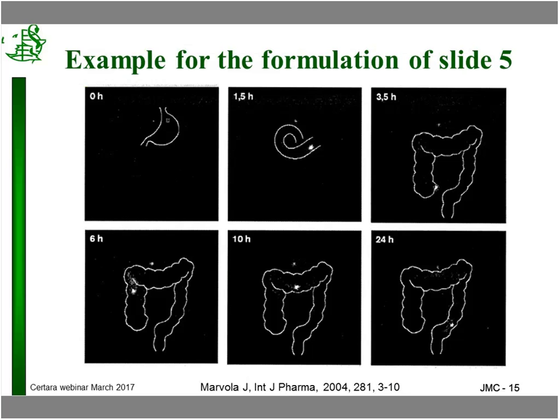This is the formulation of slide 5, which is a biphasic one. This is made by scintigraphy, and you can see that this formulation, at 0 hours, is in the stomach, at 1.5 hours in the small intestine, at 3.5 hours just at the end of the small intestine or beginning of the colon, at 6 hours on the top of the ascending colon, at 10 hours in the middle of the transverse colon, and at 24 hours almost out. This matrix is an erodible matrix.